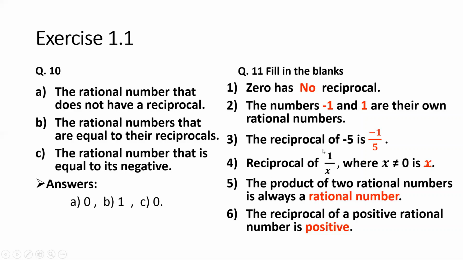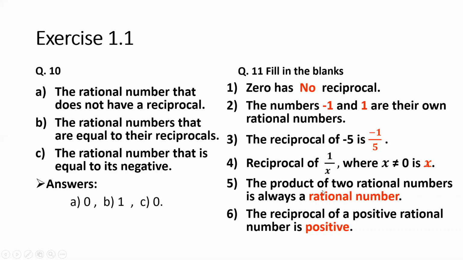Then the reciprocal of minus 5 is minus 1 upon 5. Again, see that when we are writing reciprocal, we are not changing the sign. Next is reciprocal of 1 upon x, where x is not equal to 0. Why x is not equal to 0 we have to write? Because division by 0 is not possible. So reciprocal of 1 upon x is obviously x.